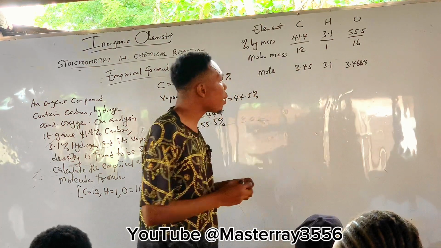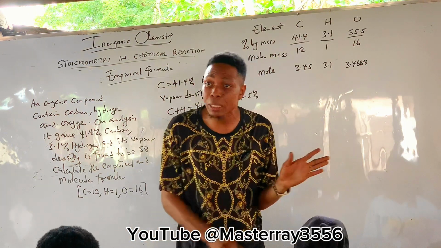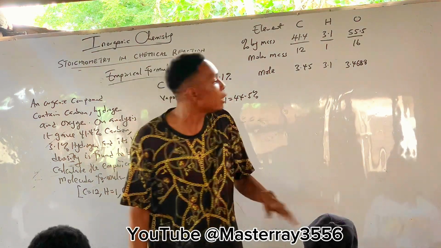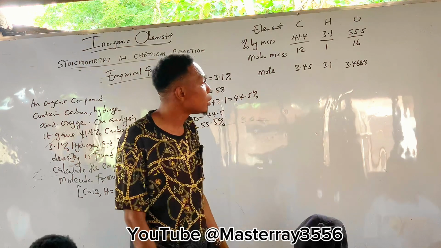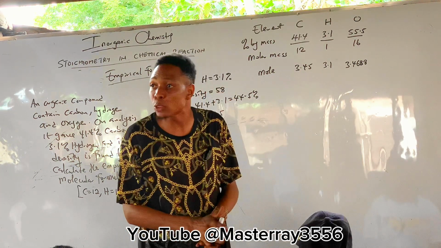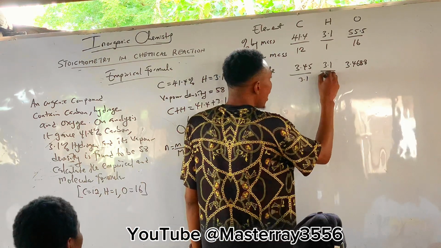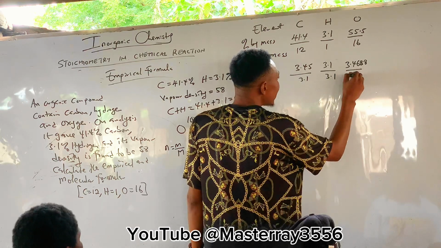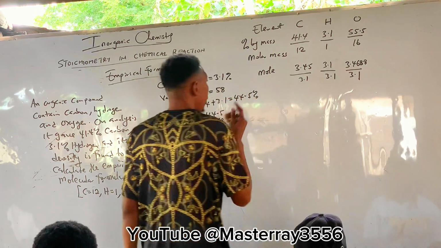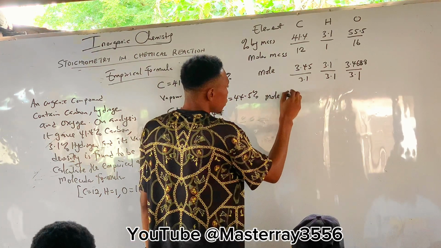All right. So this time around, what's the empirical formula? The simplest whole number. Are you getting me? You are going to divide by the smallest number. The smallest number here is what? 3.1, right? You divide through by 3.1. So here will be divided by 3.1, divided by 3.1, and divided by 3.1. Please, are you getting it? Yes. All right. So from there, we are going to have what's called the mole ratio.